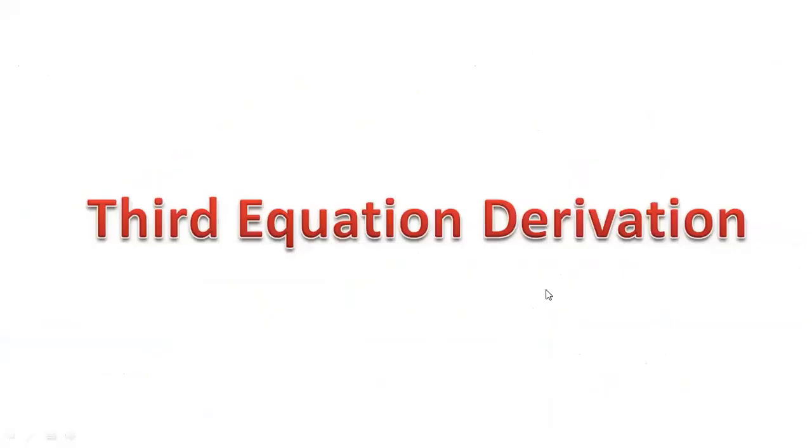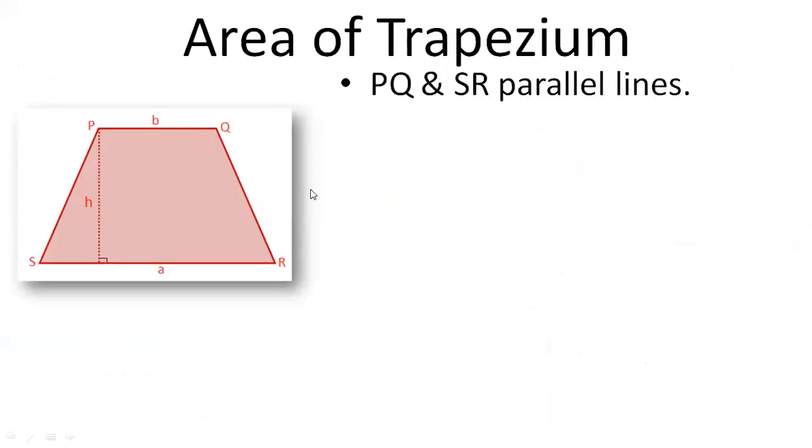Now the third one we are going to derive is v square minus u square is equal to 2as. Let me show you how. But before that, we have to see the area of a trapezium.